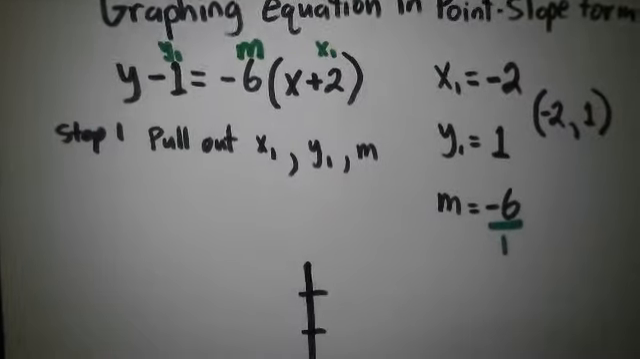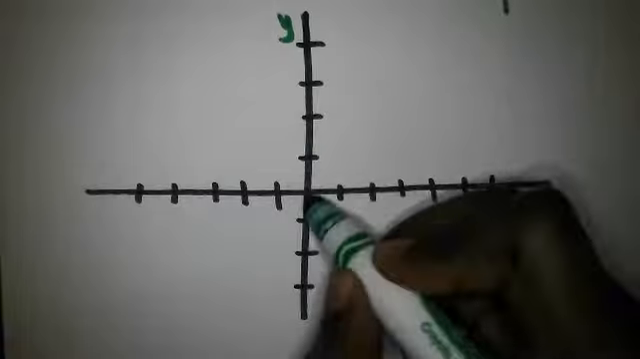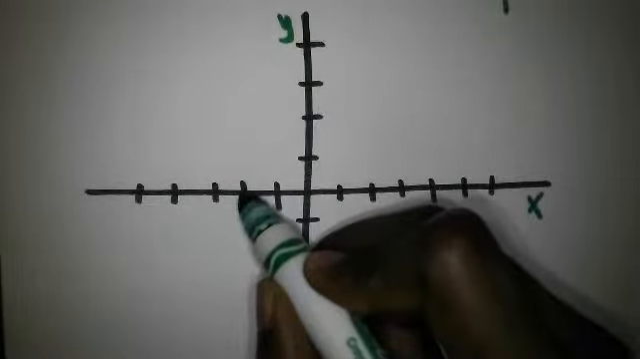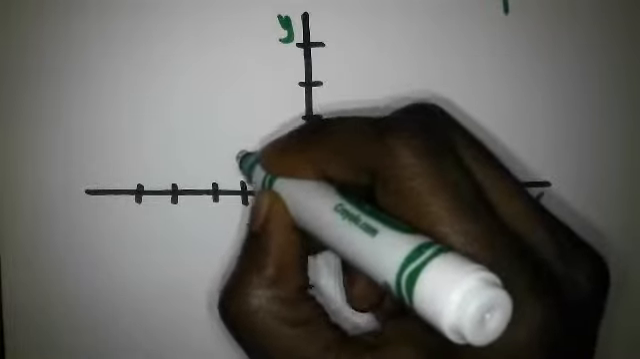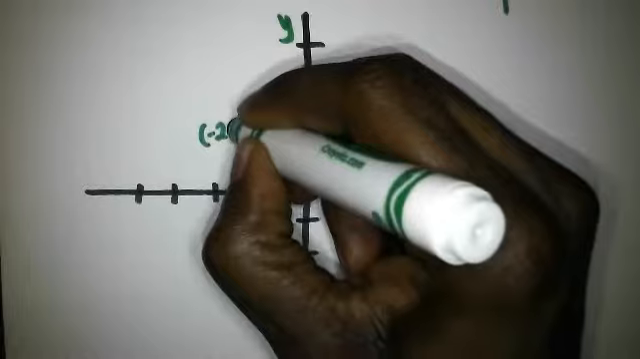So let's go ahead and graph it. Now here's the graph, and we're going to graph -2, 1. So guys, know that -2 is on the x-axis, and 1 is on the y-axis. So -2, we go back 1, 2, and then 1 is right here. So here's my point, -2, 1.